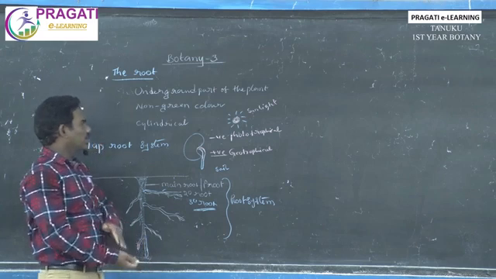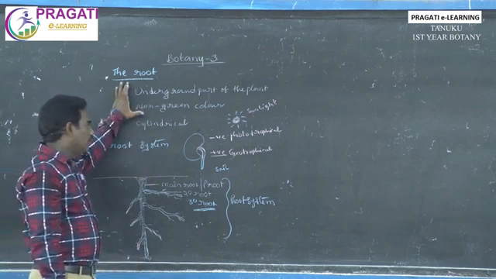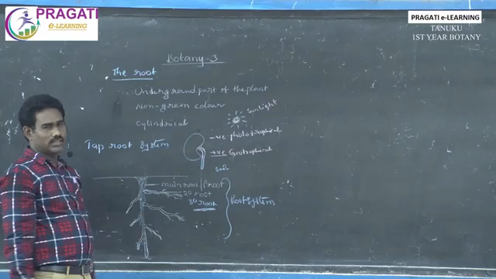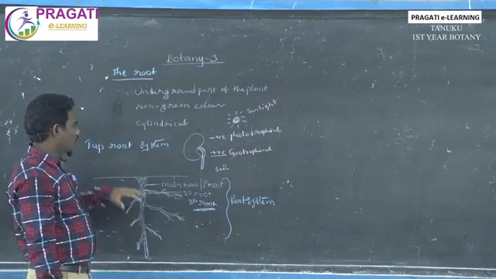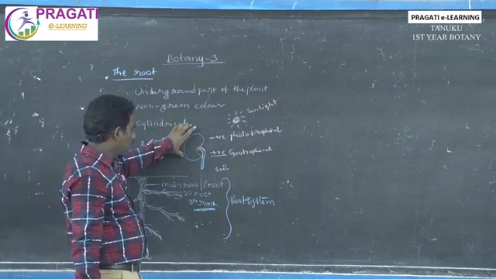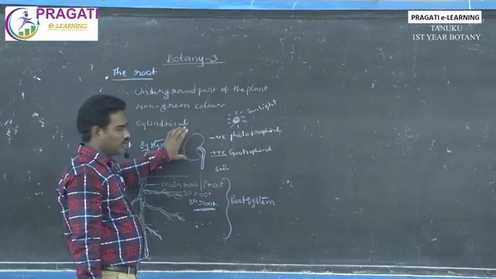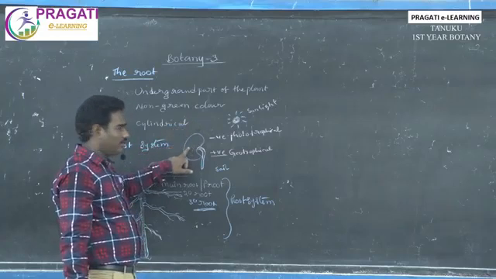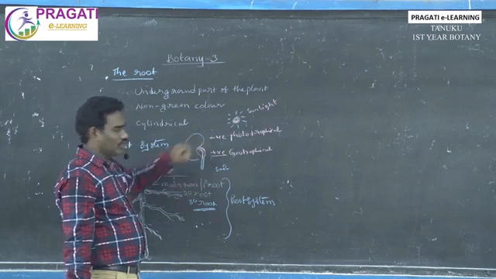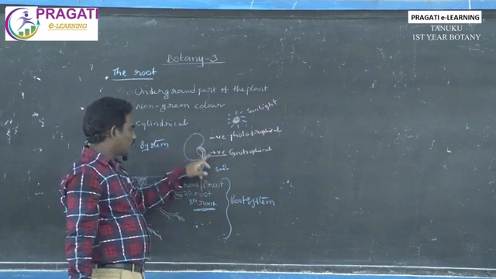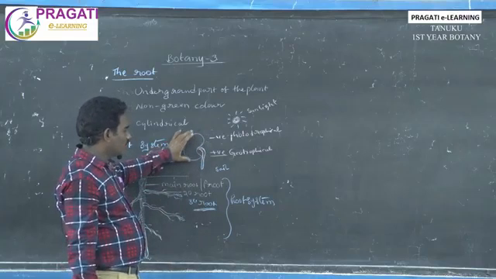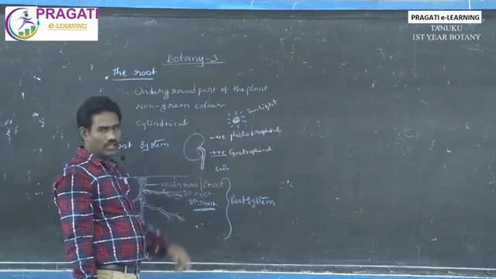The root is the underground part of the plant, non-green in color, cylindrical in portion. During seed germination, it produces roots from the radicle. Roots are positively geotropic and negatively phototropic. Some plants are positively phototropic and negatively geotropic, but most plants are positively geotropic and negatively phototropic.